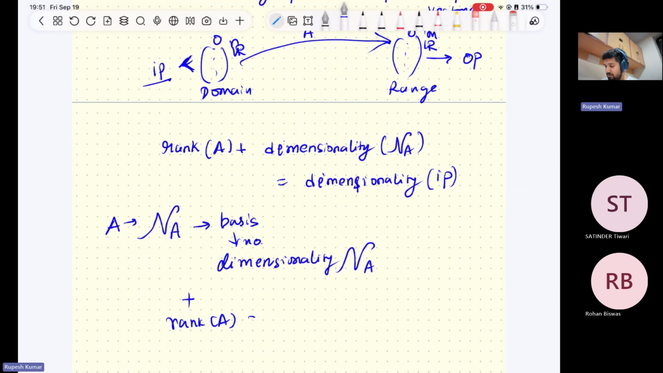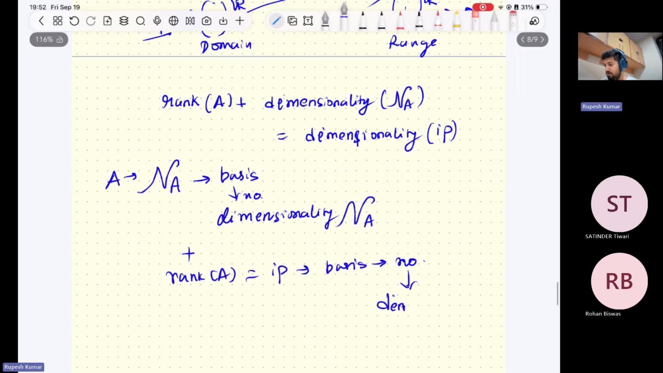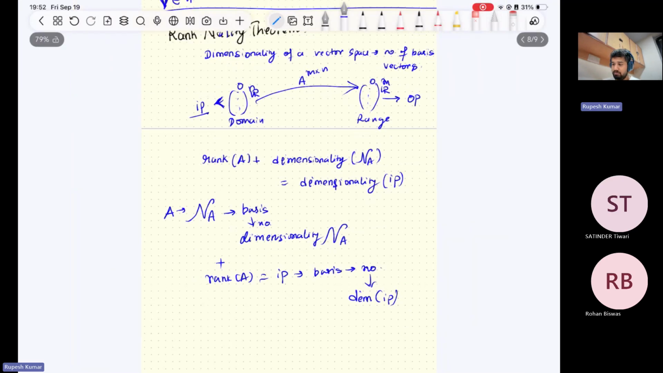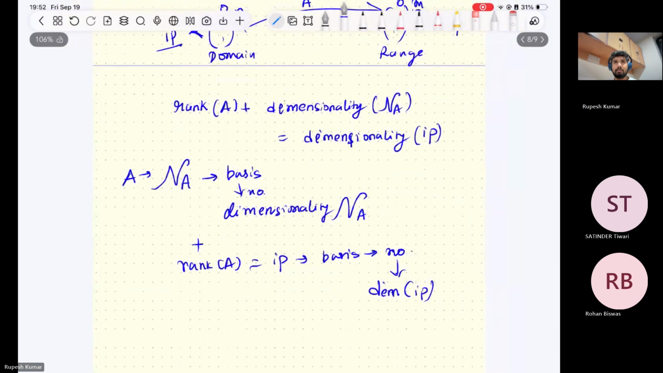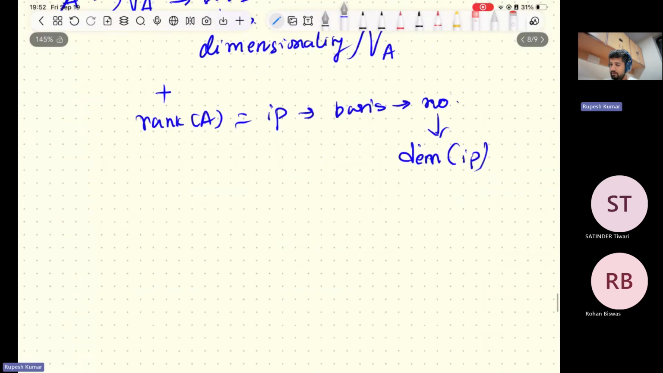Basically, you take the input space, find the basis, and then take the number, you will get the dimensionality of the input. You add these two, you will get the dimensionality of the input. So this is the rank nullity theorem, right? Fine. So let's see what it means.